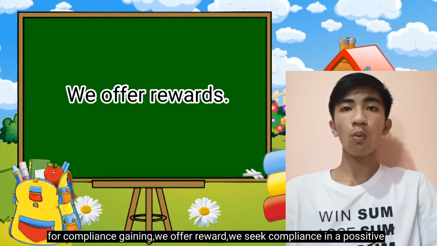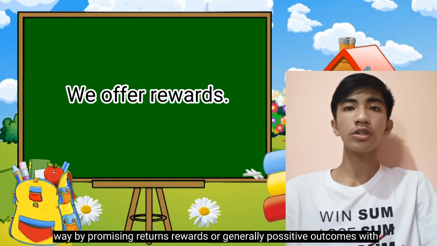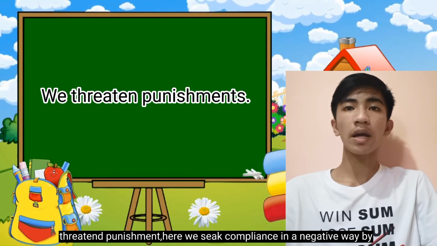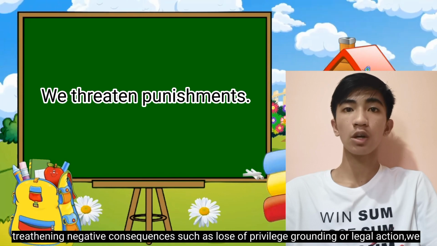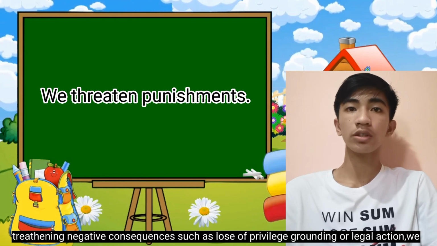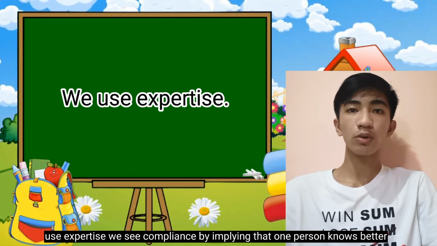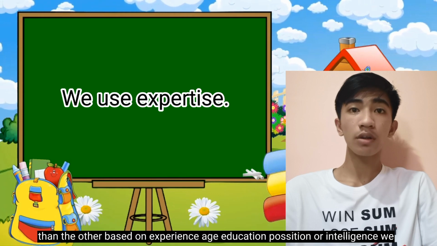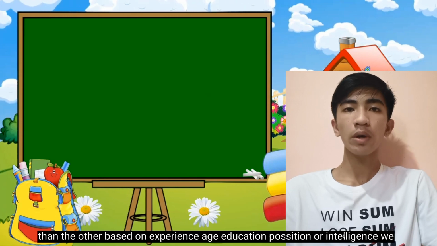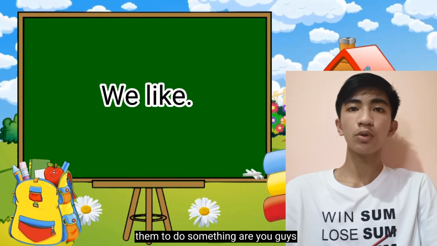We offer reward. We seek compliance in a positive way by promising returns, rewards, or generally positive outcomes. With threatened punishment, we seek compliance in a negative way by threatening negative consequences such as loss of privilege, grounding, or legal action. We use experience. We seek compliance by implying that one person knows better than the other based on experience, age, education, position, or intelligence. We also seek compliance by liking. We act friendly and helpful to get them to do something.